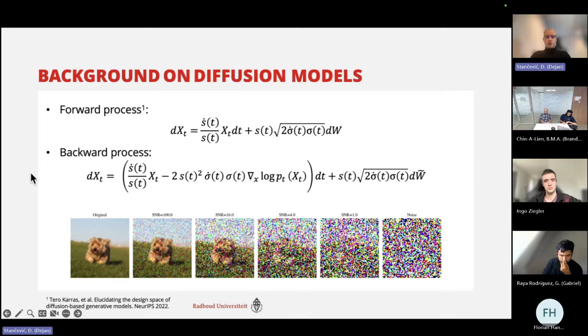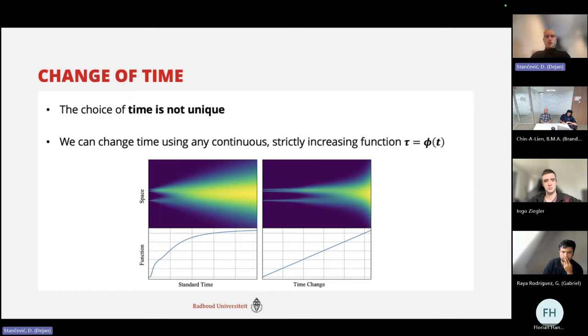One thing that you might notice is that time is not really unique. We can choose any continuous strictly increasing function and then transform from one time axis to another time axis. How that would look in practice is given by this image here. This is three data points noised by the standard EDM process. Then we choose some function, given in the standard time by this curve here, and then we can just transform our SDE into an SDE in this new time. And the SDE will look like something like this.